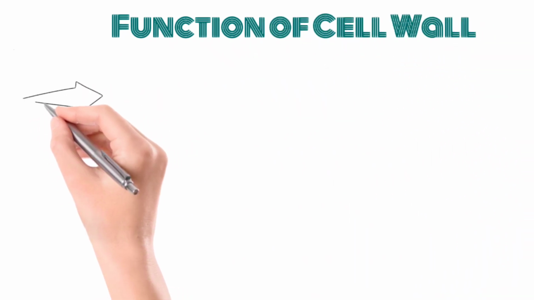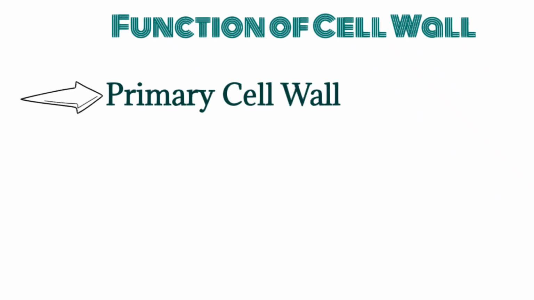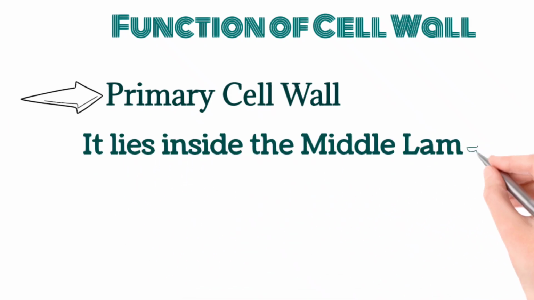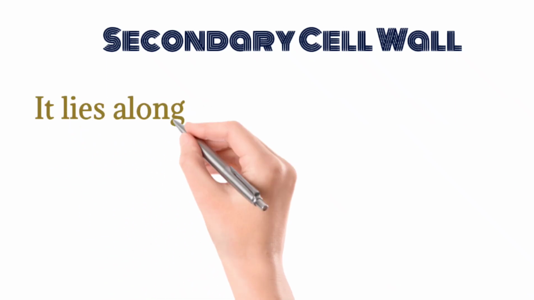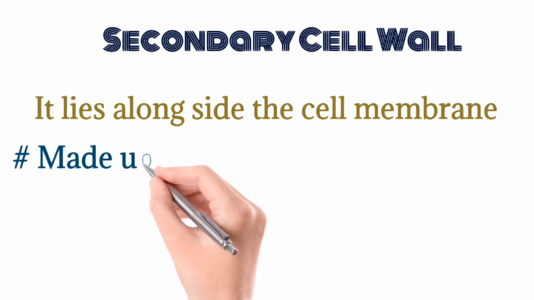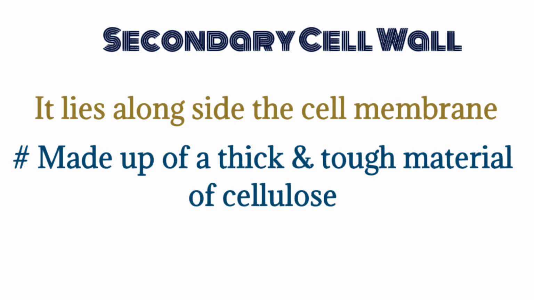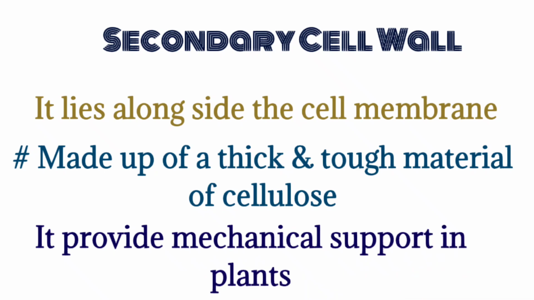Number second wall that is known as primary cell wall. Primary cell wall lies inside the middle lamella. It is mainly composed of cellulose. Now the last one that is known as secondary cell wall. Secondary cell wall lies alongside the cell membrane. It is made up of thick and tough material of cellulose. It provides mechanical support in plant cell.